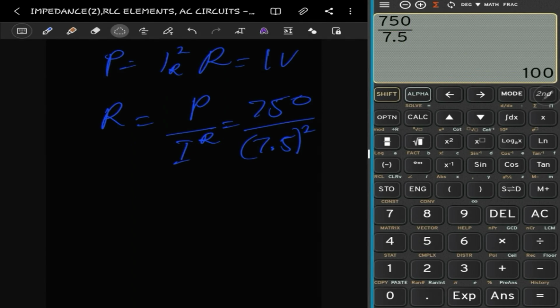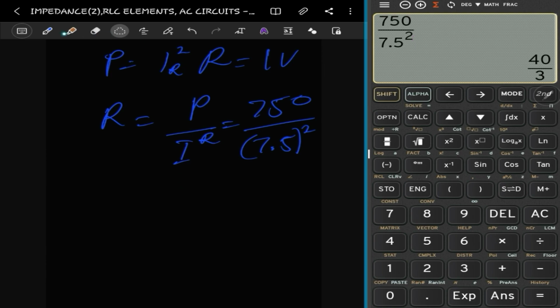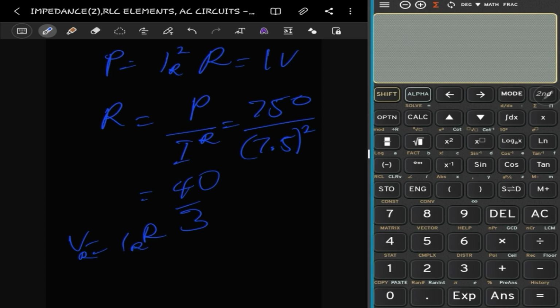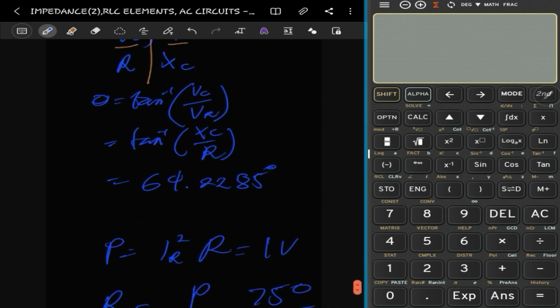And let's see, when we do using XC and R, R is 40 on 3. You could have also used V to go to IR, because we have VR and then we have IR, just the same way. Just be able to know what you need. So we've confirmed that this works. We are now trying to check this.